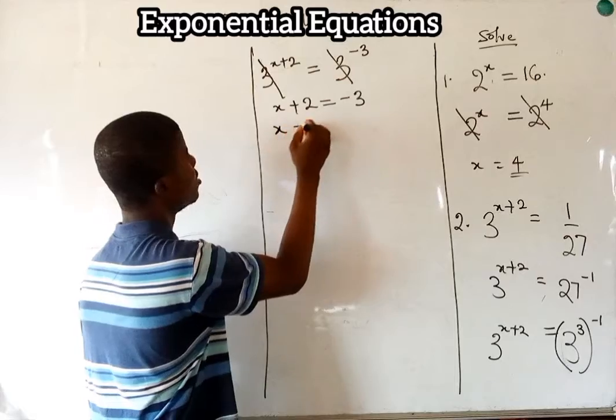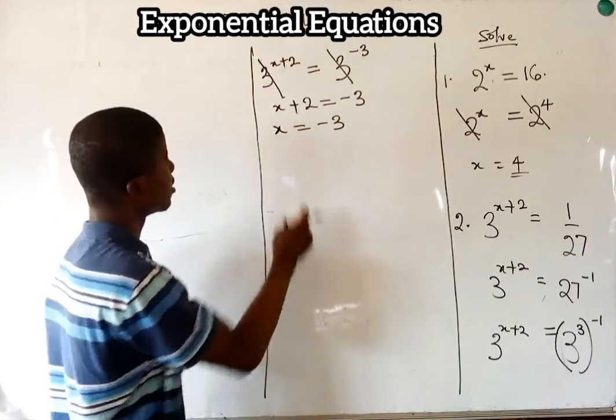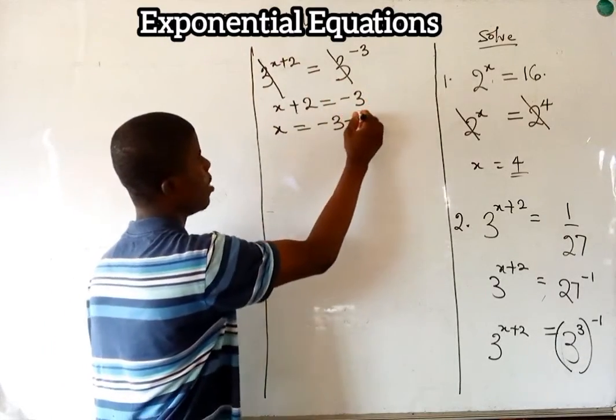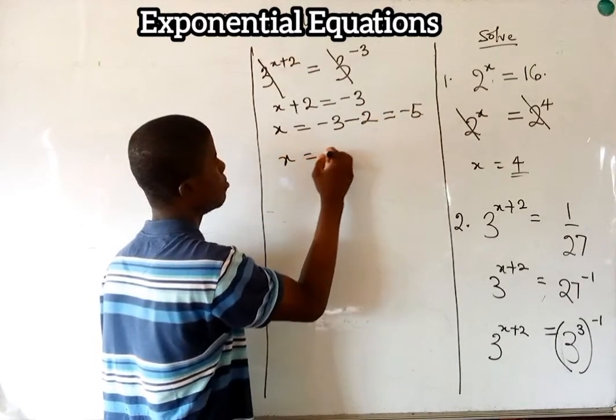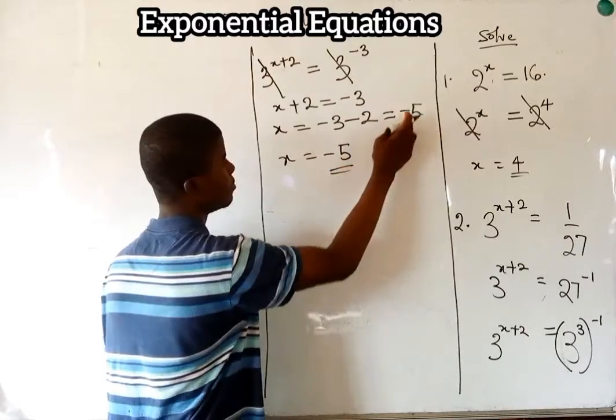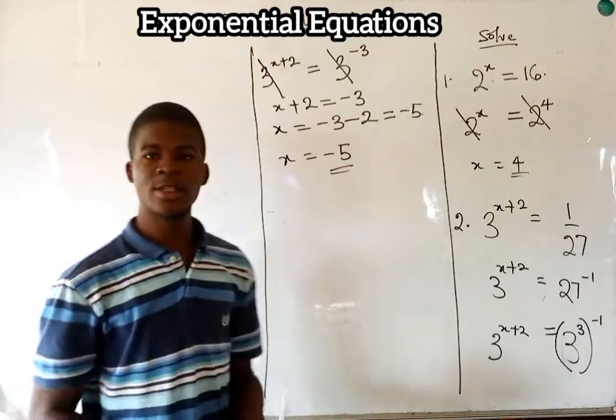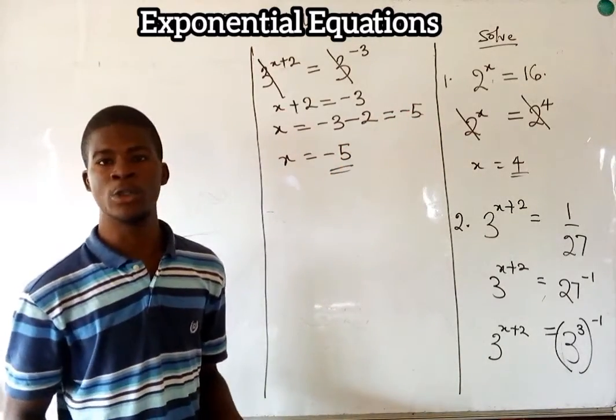So we'll solve the resulting equation and we'll get the answer for x. So x is equal to minus 3, collecting like terms, this plus 2 crosses and turns to minus 2. And the answer is equal to minus 5. So x here is equal to minus 5. This is the solution to the second question.